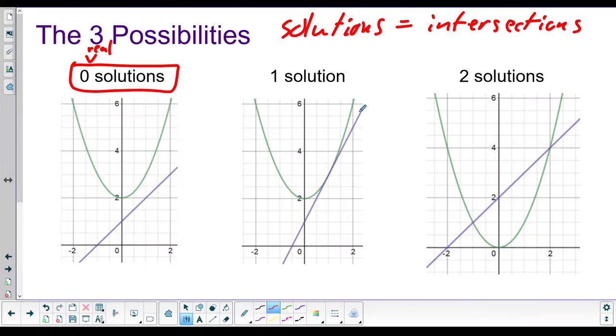Okay. The other possibility is you have your parabola, and your straight line comes and just barely taps the edge right there. Just taps it in one spot. This would be one solution. For those of you who want to go on to do math for the rest of your life, which is probably none of you, the fancy word for this is tangent.